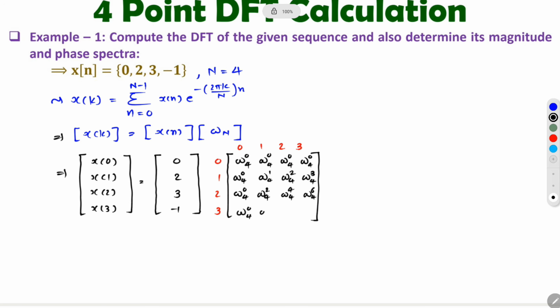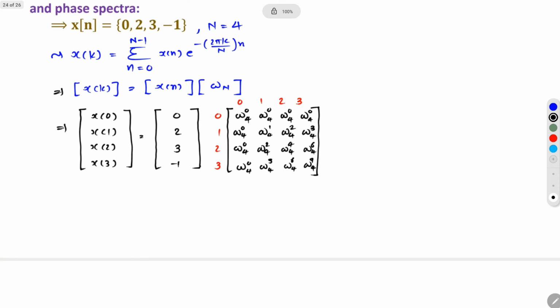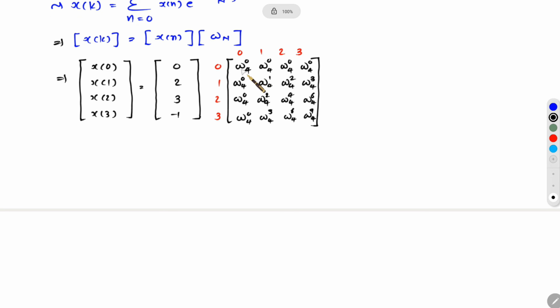Over here the weightage will be W4 to the power 3 into 1 means 3. Over here the weightage will be W4 to the power 3 into 2 means 6. And over here the weightage will be W4 to the power 3 into 3 means 9. Now the question is how to identify this weightage.